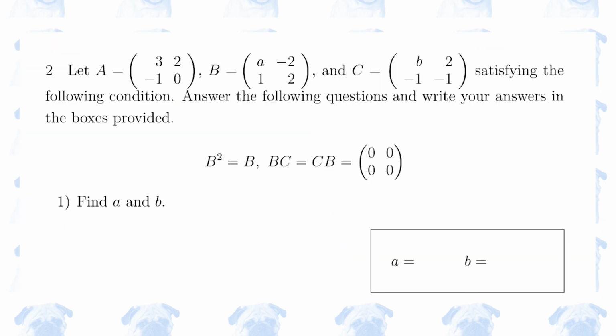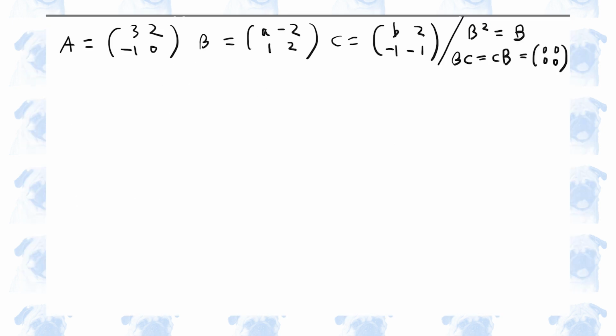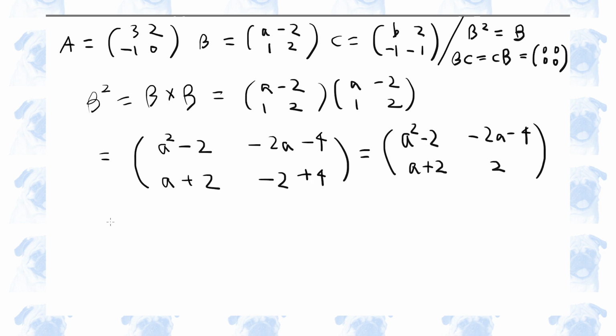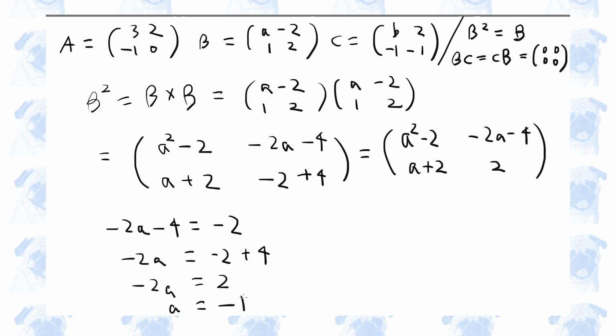Section 2, number 1. So to find a, we're going to use the first condition, which states that b squared is b. So b squared is b times b. A times a, minus 2 times 1, a times minus 2, minus 2 times 2. 1 times a, 2 times 1, 1 times minus 2, and 2 times 2. So minus 2a minus 4 must be equal to minus 2, which means a is minus 1.